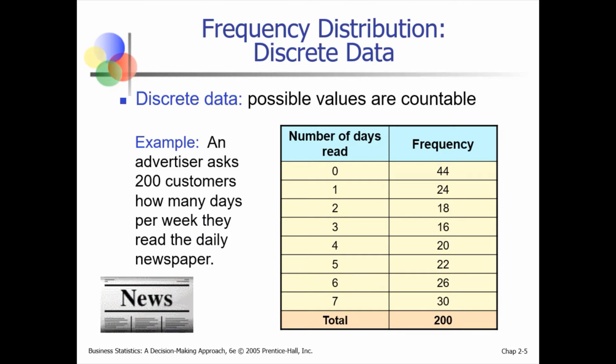So, it says here in the example, an advertiser asked 200 customers how many days per week they read the daily newspaper. In the past, newspapers still existed, and the book we use is from 2005, so there were newspapers in those times. But now there are none, so let's assume this is online news. The advertiser asked 200 customers how often they read a newspaper in a week.